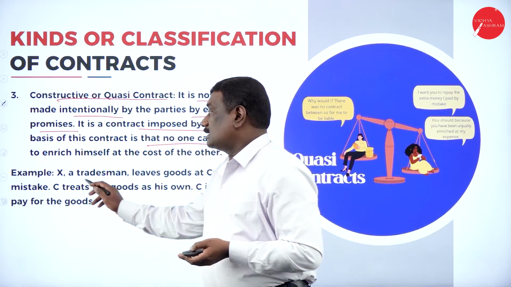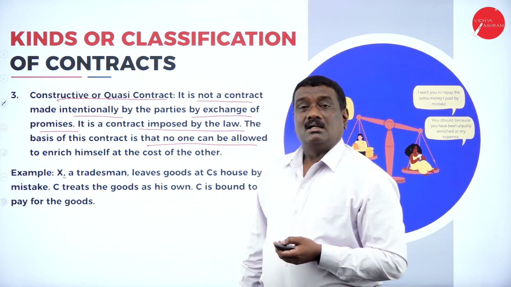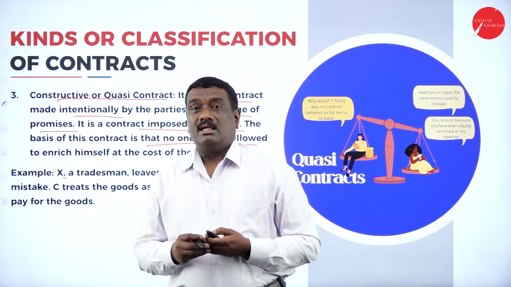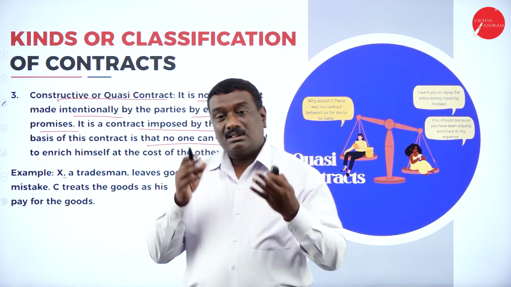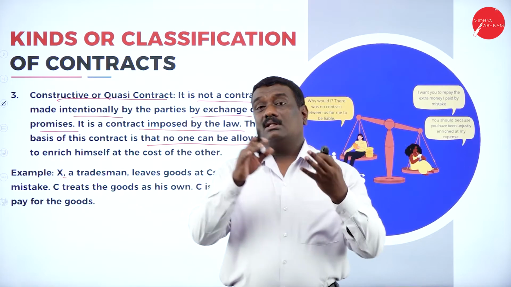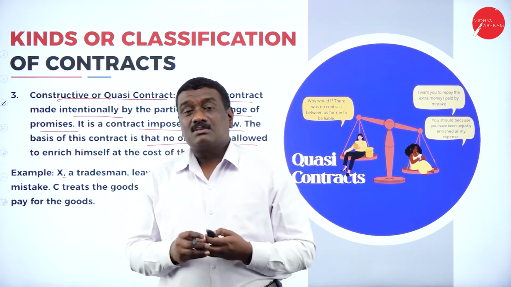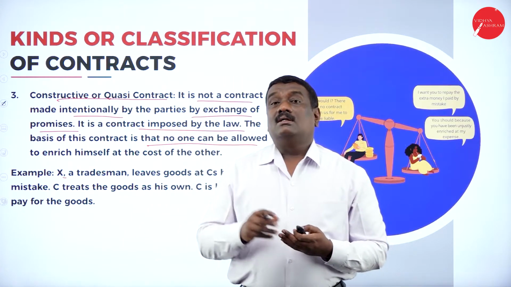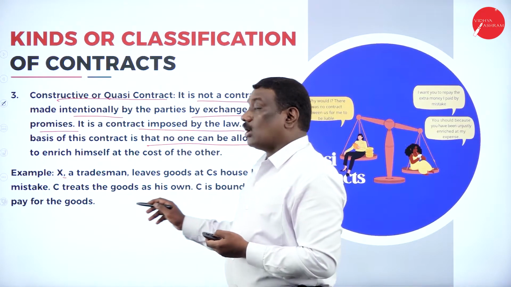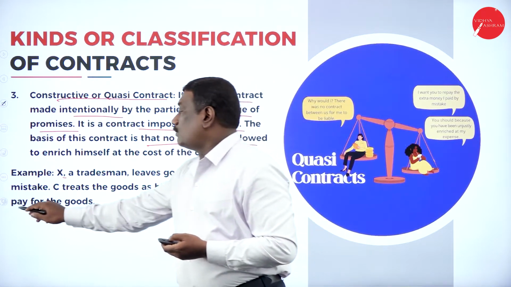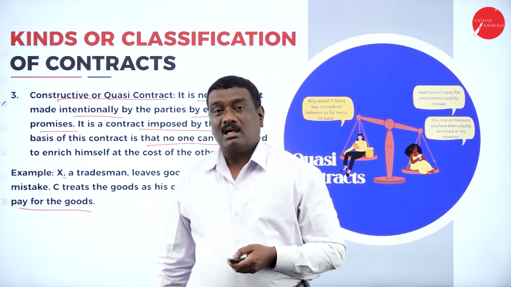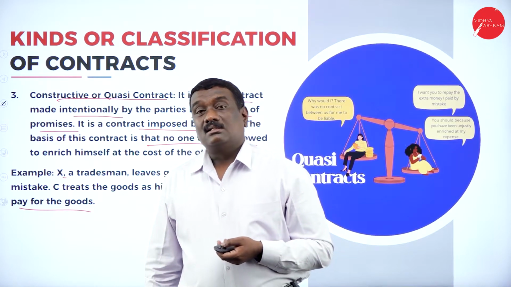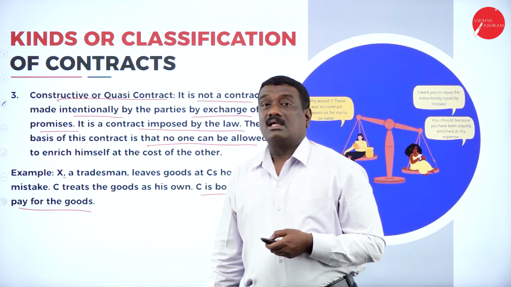So here an example we can say: X is a tradesman, and he is keeping his goods in C's house. Now this person, without making an agreement, without there being a valid contract, uses C's properties or the goods or commodities which are kept in his house. In that particular case, he will be imposed by law. So he is bound to pay for the goods which he has used or utilized. So that contract is called the constructive or quasi contract.